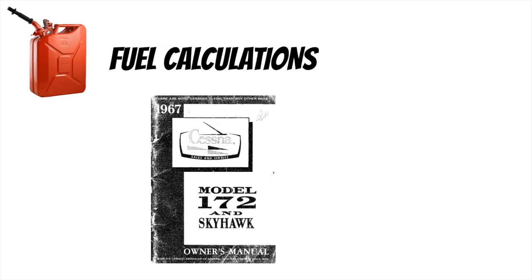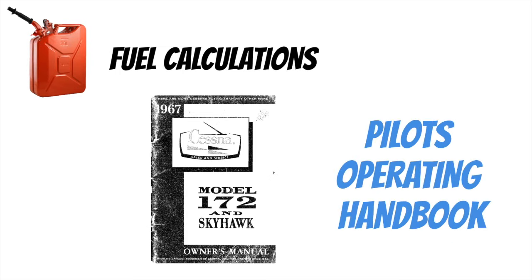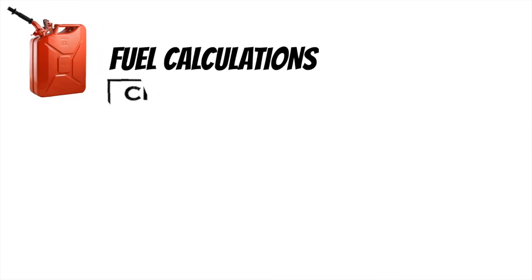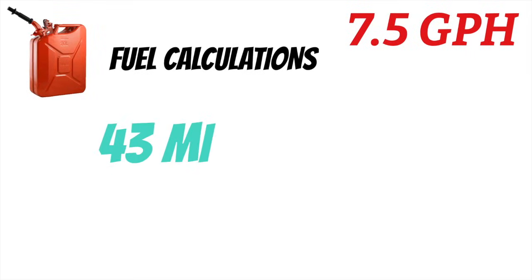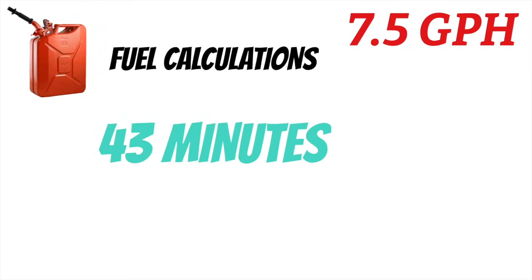Next, we're going to be talking about calculating fuel. And just like I mentioned in the last video, before we can accurately make calculations, we need to check the POH to see how much fuel per hour we can expect our airplane to burn. Okay, so let's say our POH says we're going to be burning 7.5 gallons per hour. What if I fly for 43 minutes? How much fuel will I use?